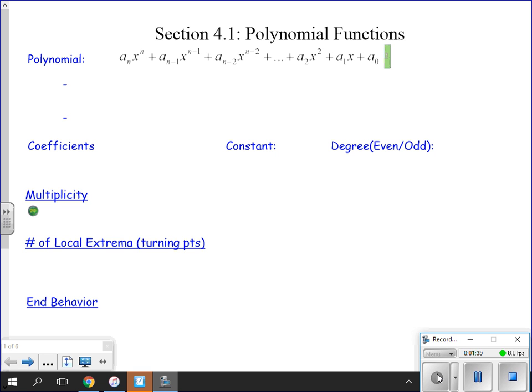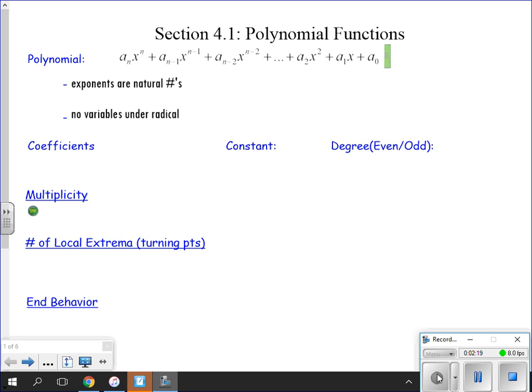We start with a sub n because that is the largest one we have. Whatever the degree of our polynomial is, that is our largest one. Okay, exponents are natural numbers. 1, 2, 3, 4, 5, 6, no fractions, no decimal exponents. Those come at another time. And no variables underneath the radical, so no square roots, nothing like that. The nice thing about polynomials is your variables are all just to a single positive integer power.